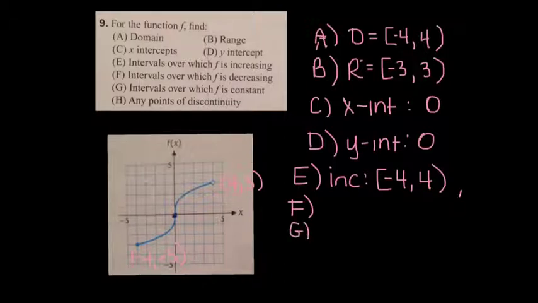So the decreasing and constant answers would each be none, because there's no place where this function is decreasing or constant. There's also no points of discontinuity, because I can trace the entire function without ever lifting my pen, so it's continuous the whole way through.